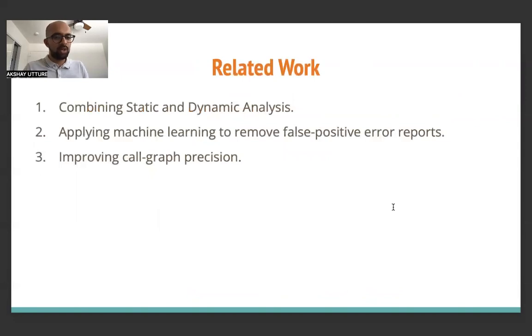So as far as the related work goes, there are 3 main directions. The first involves running a dynamic analysis and collecting some dynamic information and using that to improve a static analysis tool. The second tries to apply machine learning to eliminate false positive error reports from static analysis. And the third direction tries to improve call graph precision using some heuristics or some user involvement. And I won't go into further detail because the details are in the paper.